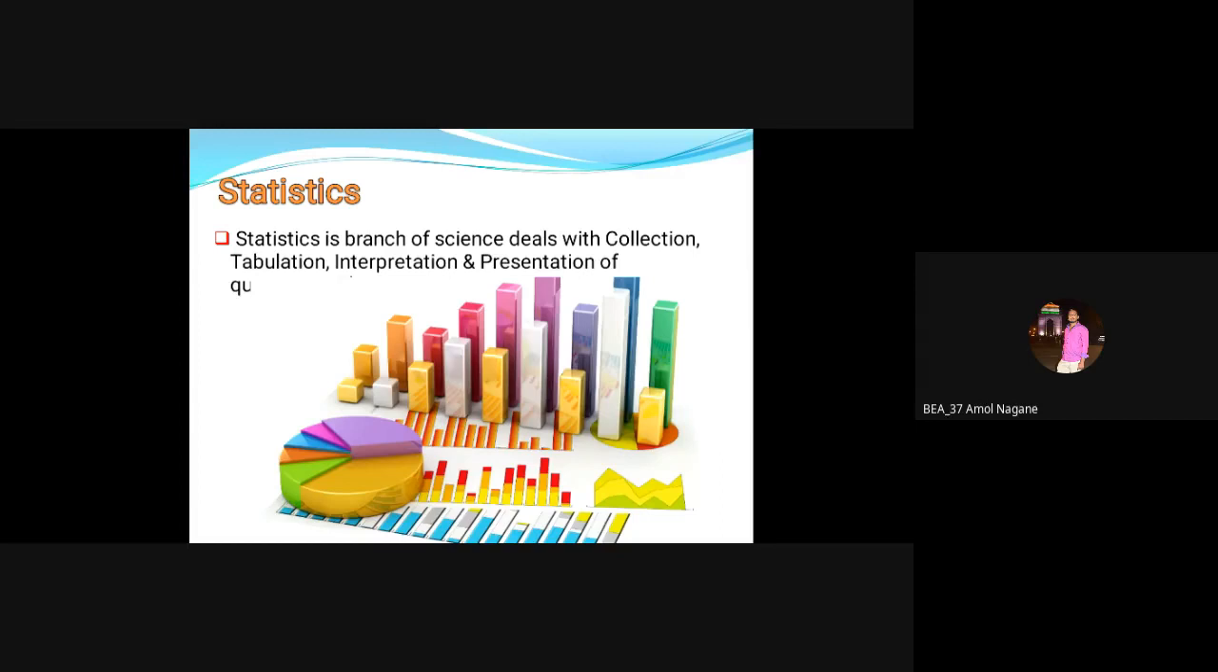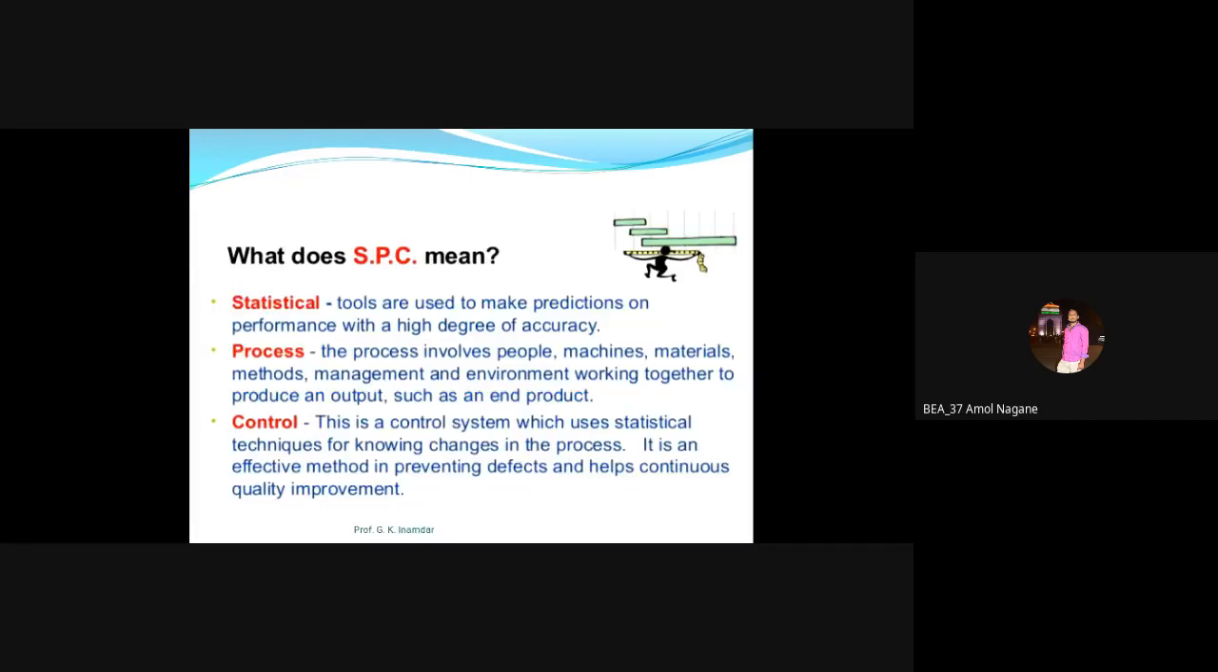Now, basically, statistics we already discussed. Statistics is a branch of science dealing with the collection, tabulation, interpretation, and presentation of questionnaire data, whatever data is available. We already discussed this type of charts: bar chart, histograms, horizontal histograms. This is nothing but statistics.